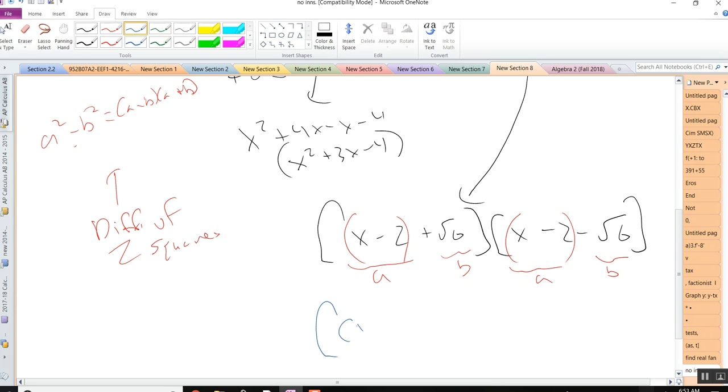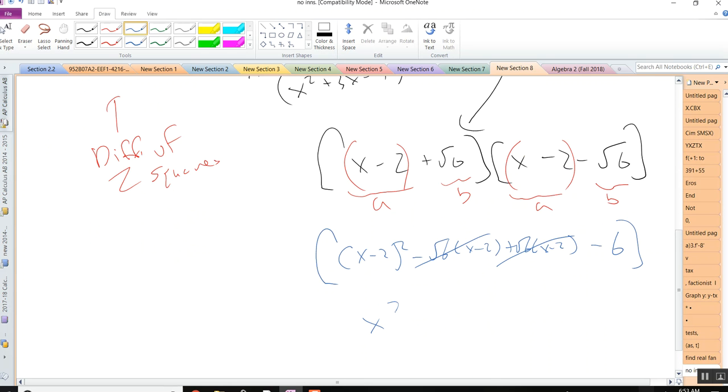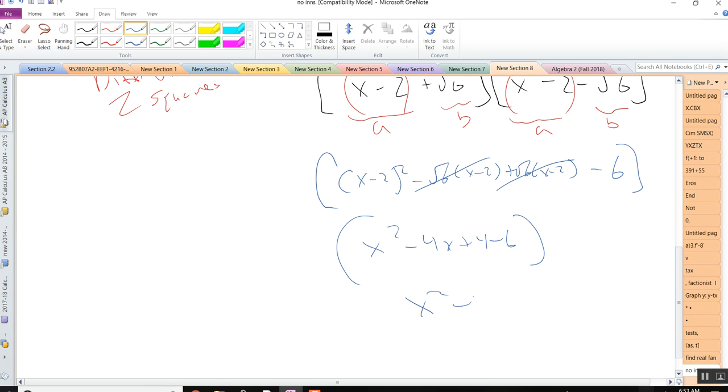So really, I could just say this: x minus 2 times x minus 2. Boom, there you go. Negative root 6 times x minus 2. Positive root 6 times x minus 2. Those are going to cancel. That always happens. The outside and inside terms will cancel using the difference of 2 squares. And root 6 times root 6 is 6, but there's a negative because you have a positive and a negative. So then you just get x squared minus 4x plus 4 minus 6. x squared minus 4x minus 2.